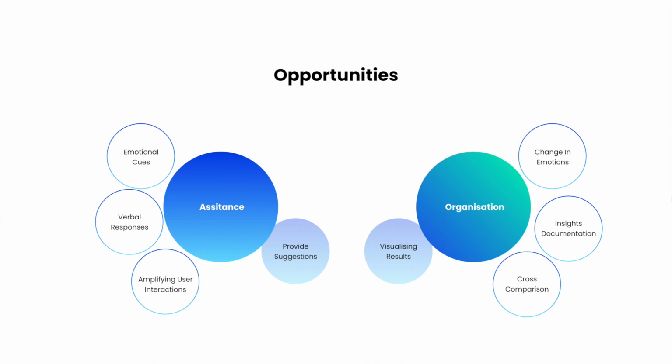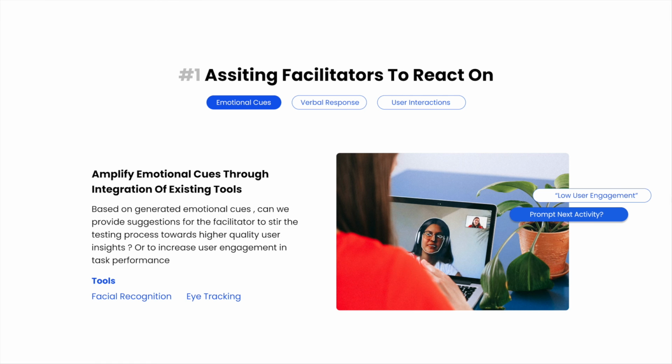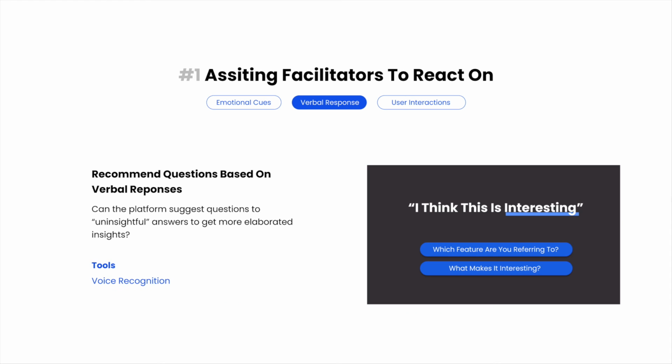In terms of assistance, what if we can amplify emotional cues with the integration of existing tools such as facial recognition and eye tracking? Through amplifying the emotional cues, can we provide suggestions for the facilitators to steer the testing process to get more in-depth insights? Or can assistance also come in the form of identifying certain verbal responses? Can we suggest questions to a certain type of answers to get more elaborated user insights?